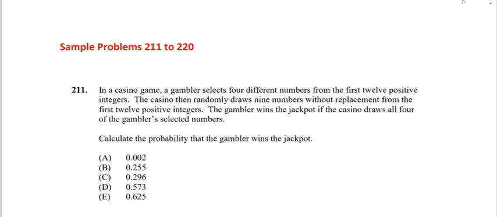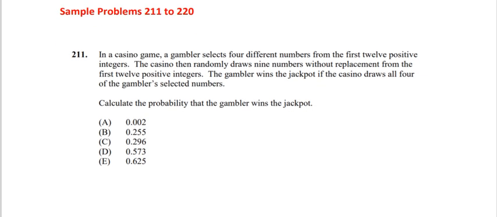So problem 211, it says we want to calculate the probability that this gambler will win the jackpot. So let's check when he will win. Let's say this guy selected four different numbers from positive integers 1 to 12. So from 1 until 12, just pick 4 numbers.